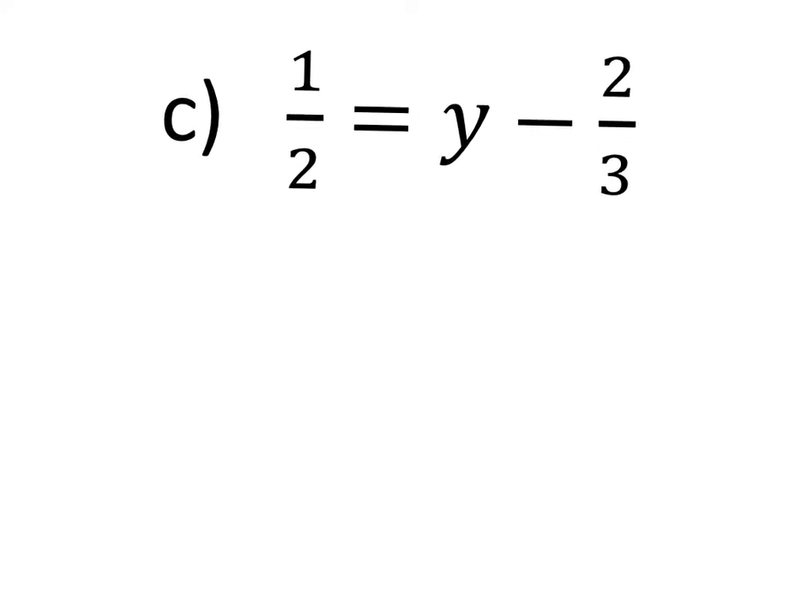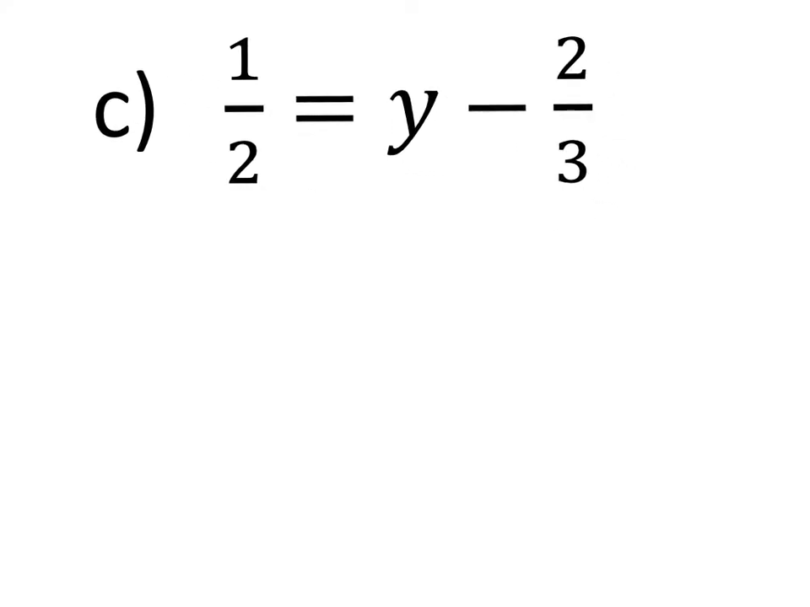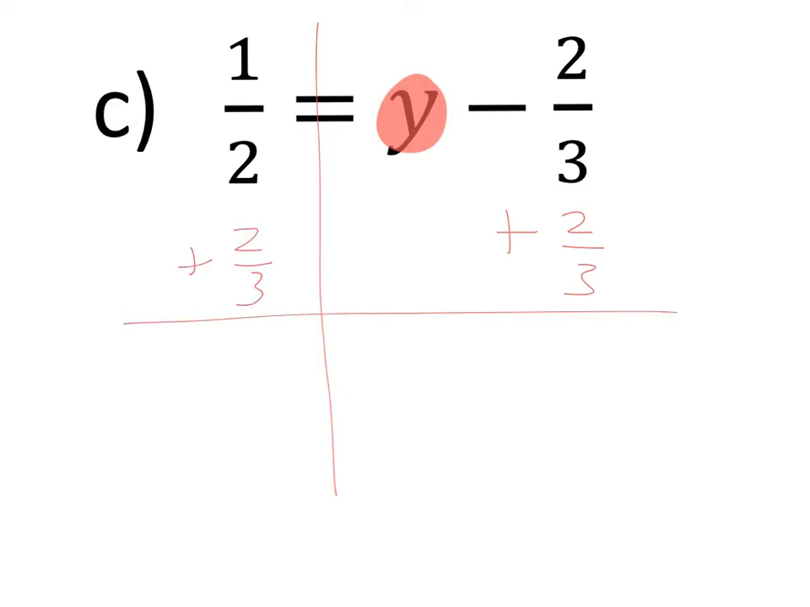Okay, example C. So same thing, but now we're going to be dealing with fractions. So I'm going to put my wall up. We're going to isolate this y. And so to isolate it, we are going to add 2/3 to both sides. Okay? So now once I do that, those cancel. I have the y left here.